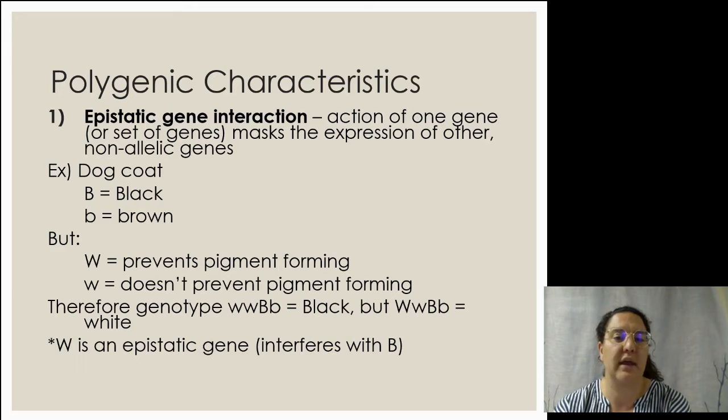There are also polygenic characteristics that are epistatic. So the action of one gene masks the expression of another gene. We can have dog coats that are black or brown, but we have a dominant allele that prevents pigment from forming and a recessive allele that doesn't prevent pigment from forming. So W is an epistatic gene because it interferes with the ability of the dog's coat color, black or brown, to be expressed. So even if you have two dominant black alleles, but you have two of the alleles that prevent pigment from forming, you will not have a black dog.